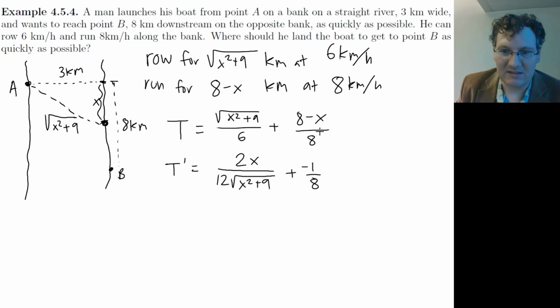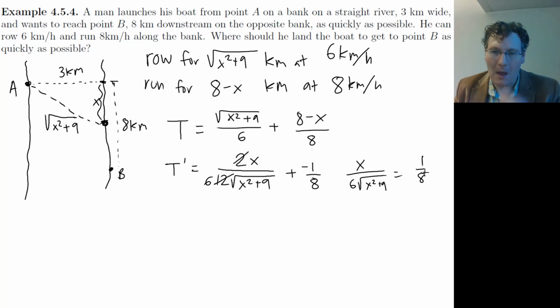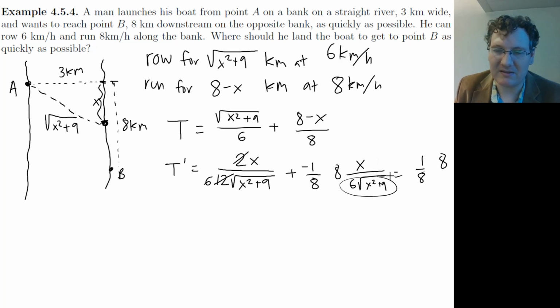So if I set this thing equal to 0, I can at least cancel that a little bit and clean it up. Set it equal to 0, which is the same as saying x over 6 square root of x squared plus 9 equals 1/8. I'm going to multiply by 8 on both sides, and by this denominator on both sides. So I'm going to have 8x equals 6 square root of x squared plus 9.